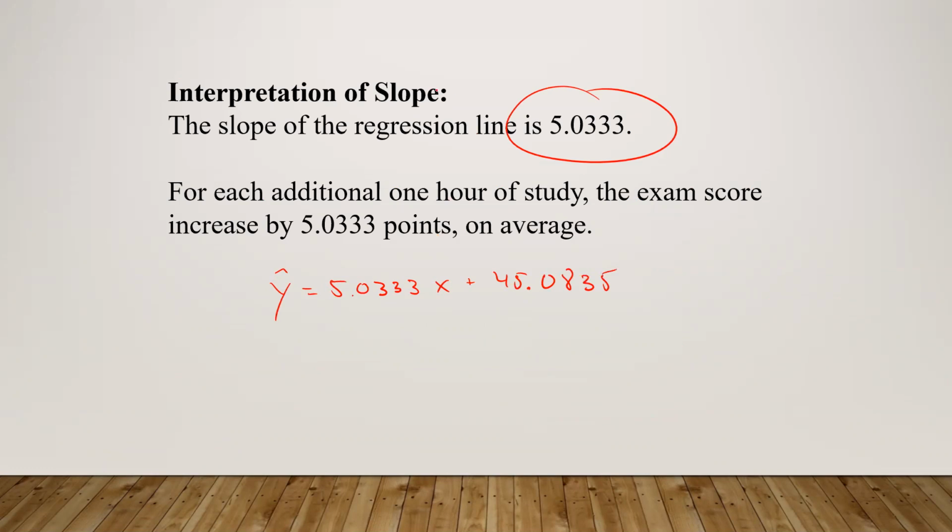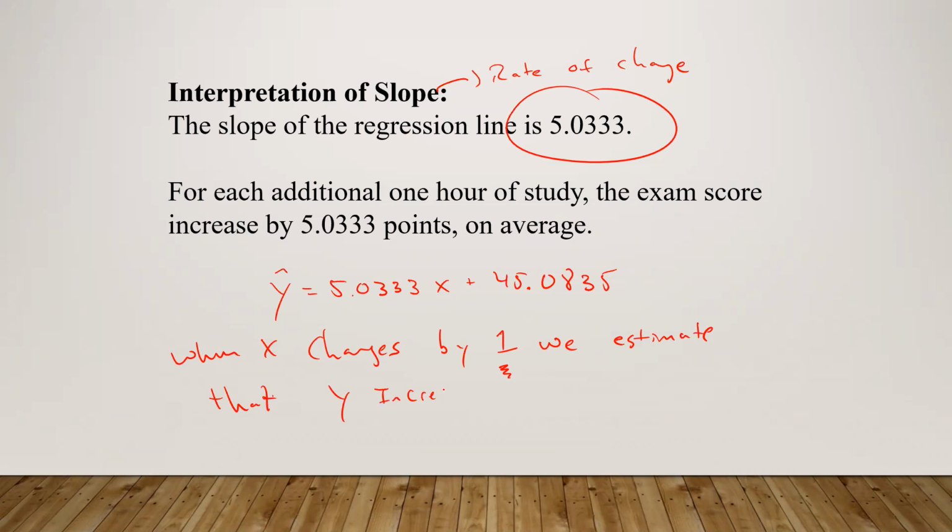So remember, in mathematics, a slope is a rate of change. Okay, so what the slope tells us is this. When x changes by 1, we predict or estimate that y increases, because it's a positive slope, by 5.0333, okay?